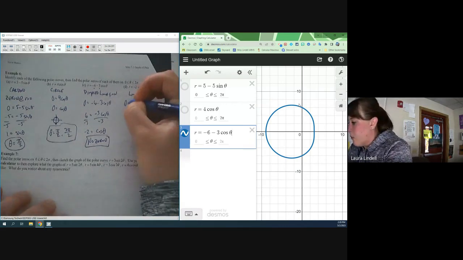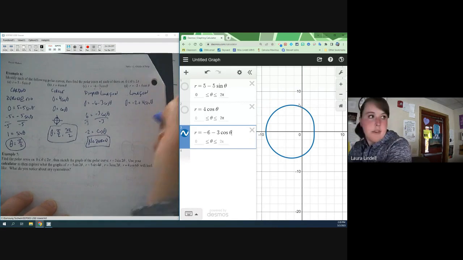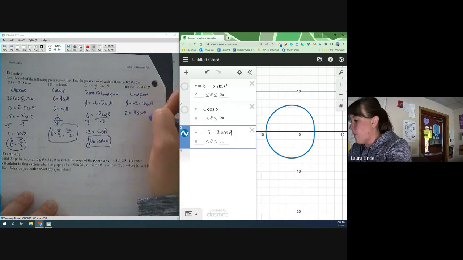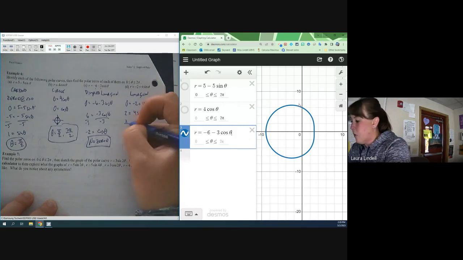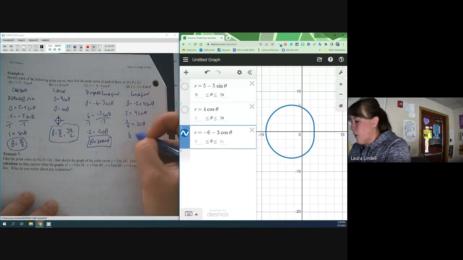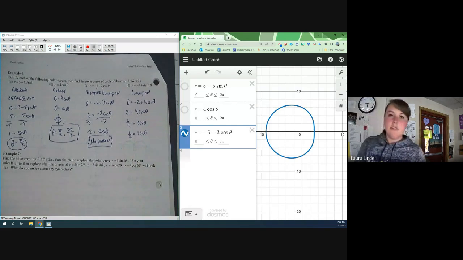Also, 0 equals -2 plus 4 sine theta. So we add 2 to both sides. 2 equals 4 sine theta. 2 over 4 equals sine theta. Or we want to know places where sine of theta is 1/2. All right. So sine of theta equals 1/2.